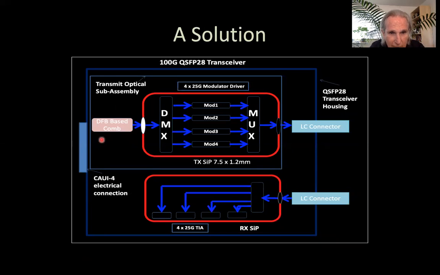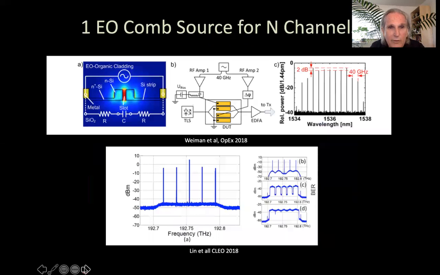And I'd had it all the way back here. You can use a DFB-based comb. Let's take a look at what one of those might look like. It might need an optical amplifier in the package as well. Here was an early one.